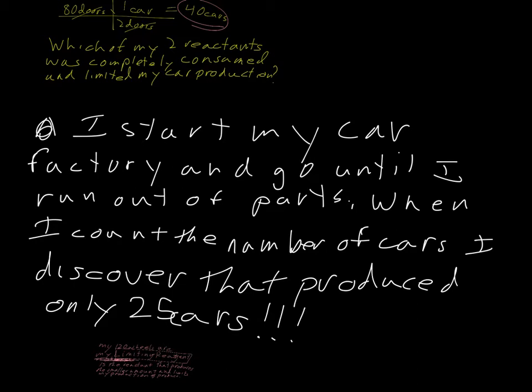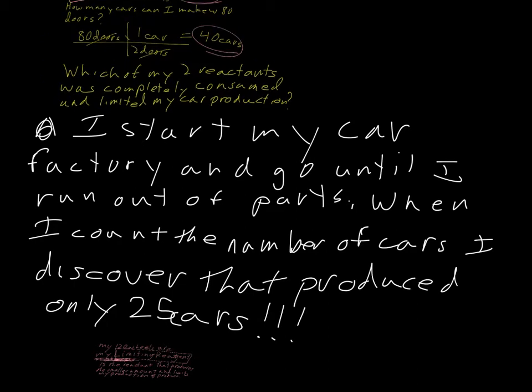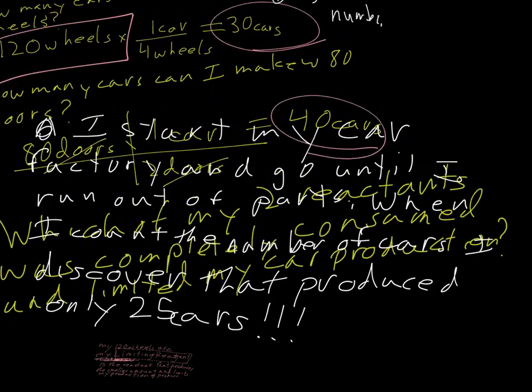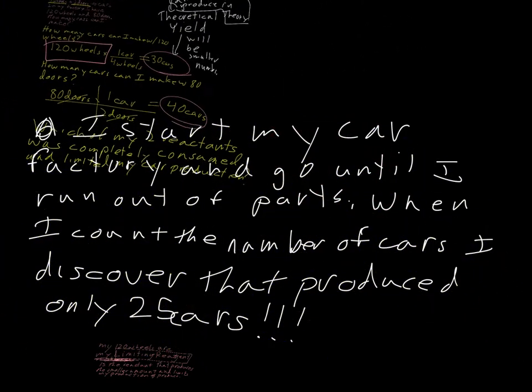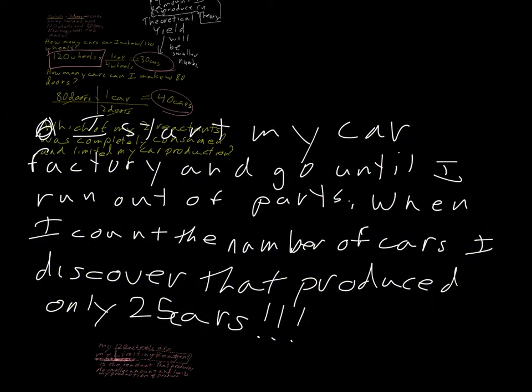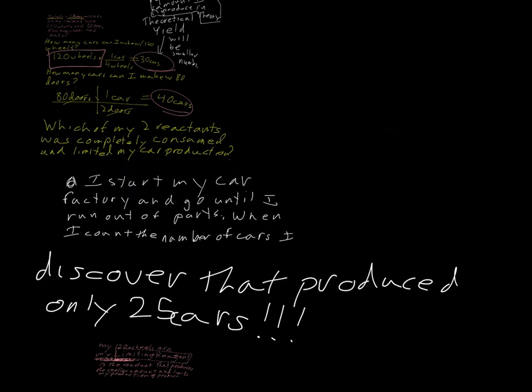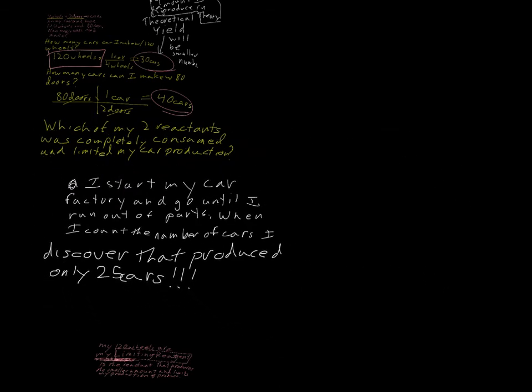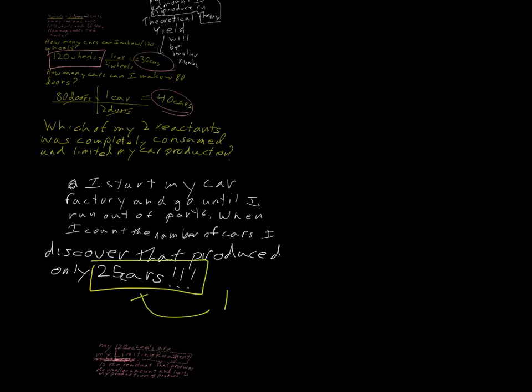So wait a second. I had enough parts to produce 30 cars, right? In theory, I should have been able to produce 30 cars. But for some reason, when I ran my factory, I only produced 25 cars. This 25 cars would be referred to as my actual yield.